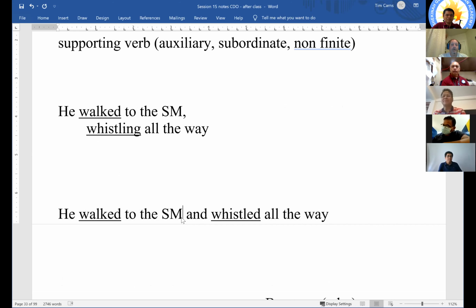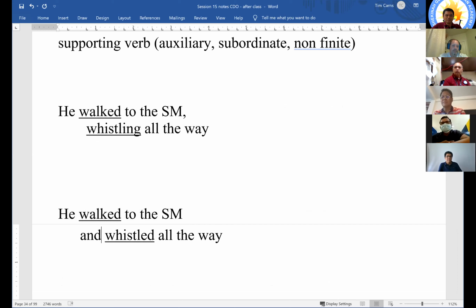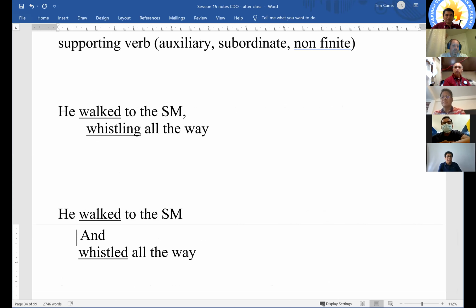All right? Now I'm telling you two things that are important, to me anyway, as the author. He walked to the store, and this is how we would diagram it, and because he whistled all the way. So if I were preaching this text, I would have two points. The first point, he walked to the store. The second main idea, he whistled all the way.